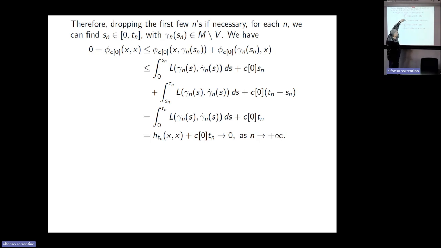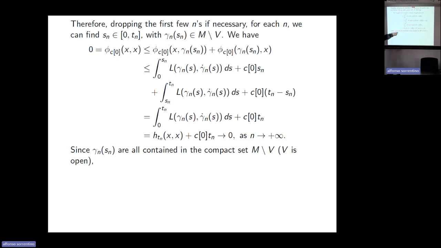And the second one is less than this one, because the rest of the path goes from gamma n of Sn to gamma n of Tn, which is x. Okay, now if I add these two, I just have the action, and this goes to 0. So this is 0, less than the sum, goes to 0. It tells me that the sum phi C0 (x, gamma n(Sn)) plus phi C0 (gamma n(Sn), x) goes to 0. Okay?